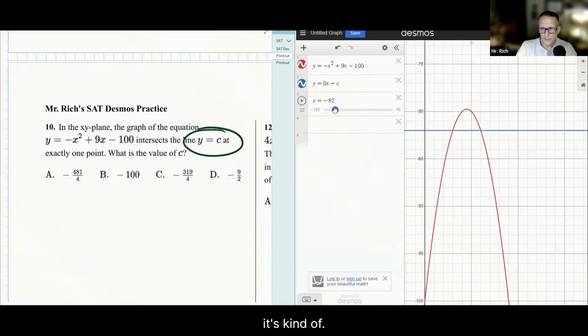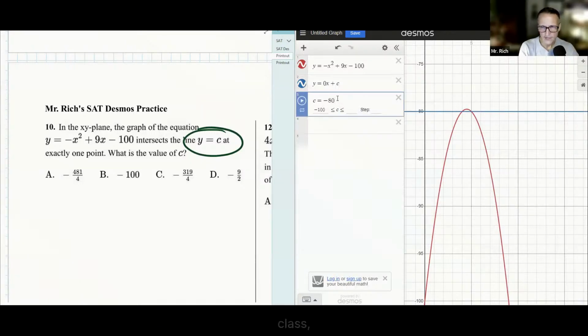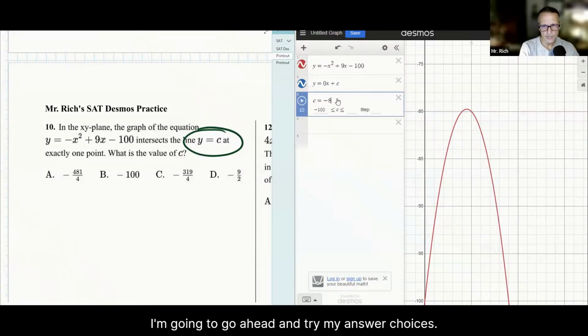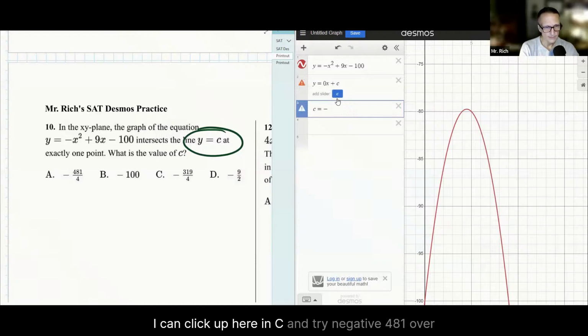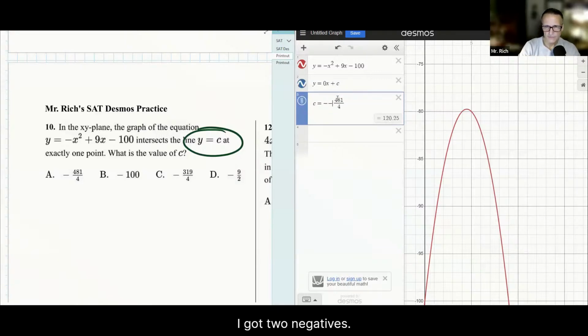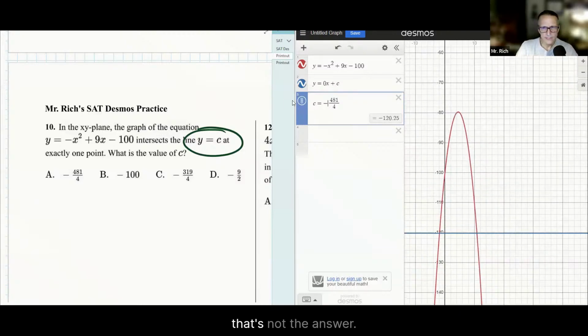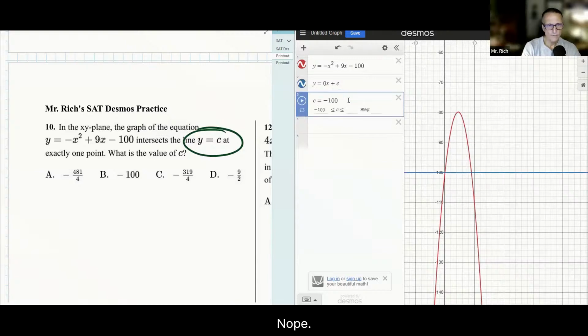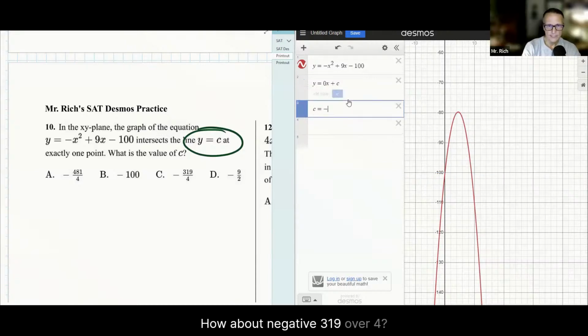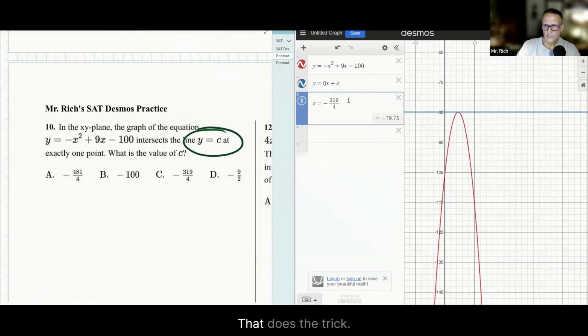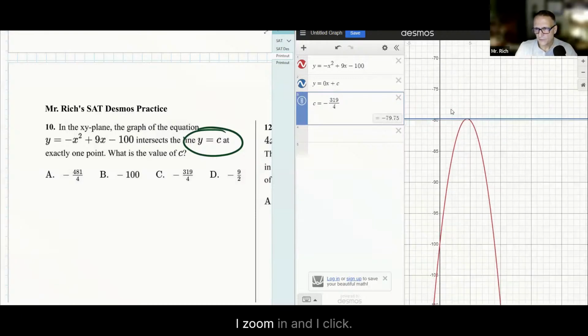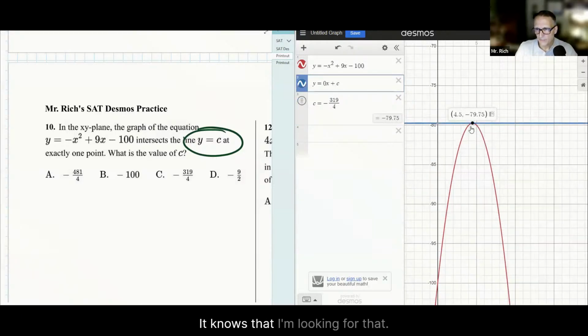So what I'm going to do here, class, is go ahead and try my answer choices. I can click up here in C and try negative 481 over 4. I got two negatives. That would not be good. Okay, where's my C? Nope, that's not the answer. I don't think negative 100 is going to do it. Nope. How about negative 319 over 4? That does the trick.